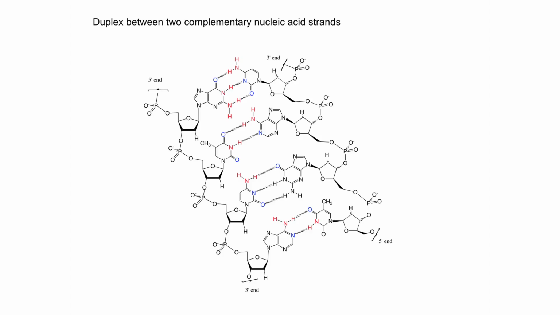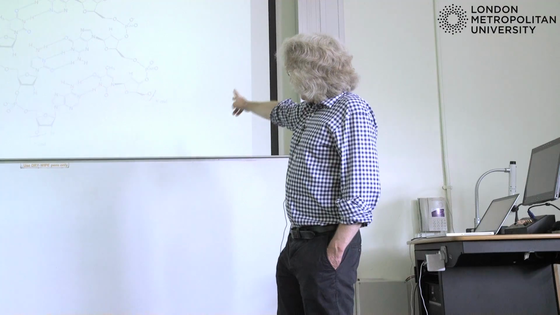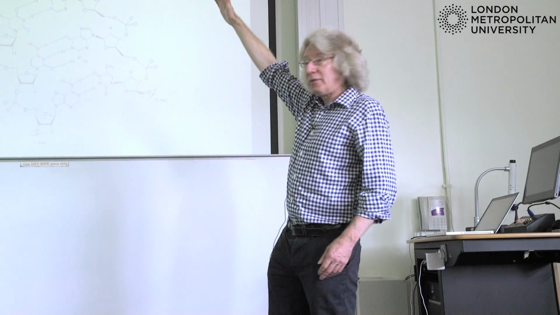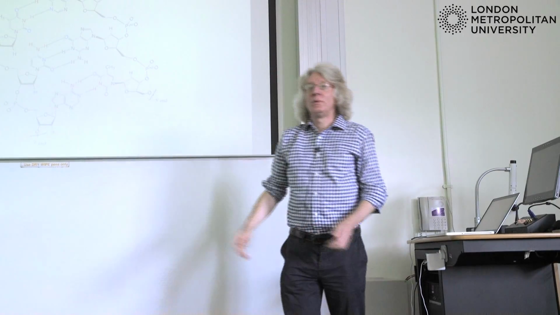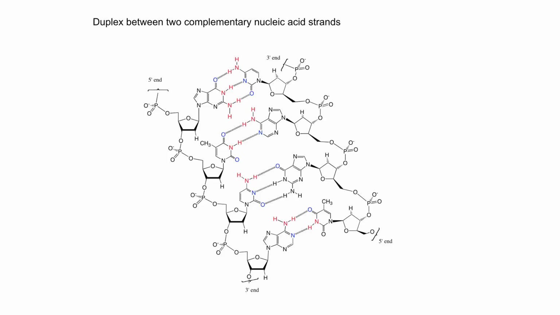And here's a duplex between 2 complementary nucleic acid strands. And you notice that one strand runs 5' to 3', and its complement runs in the opposite direction. So those are 2 anti-parallel complementary strands. And you can see G binds with C, T binds with A.